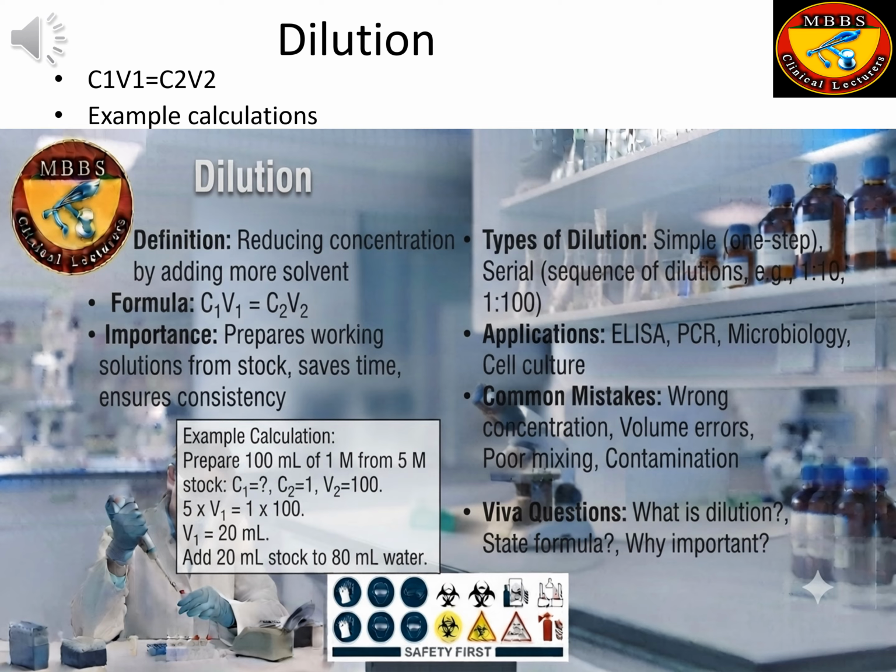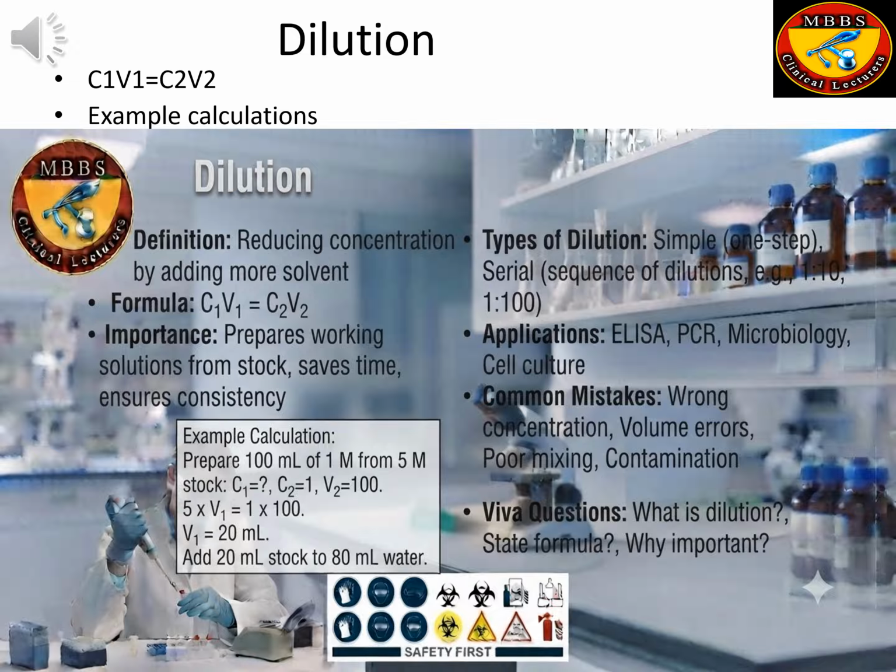Why is dilution important? Dilution is necessary because concentrated solutions are often too strong for direct use, hazardous to handle, expensive to prepare repeatedly, unsuitable for biological samples. Preparing working solutions through dilution saves time and ensures consistent results.